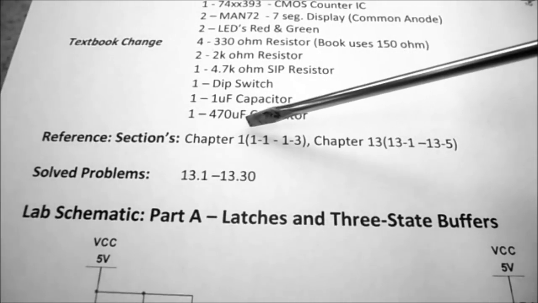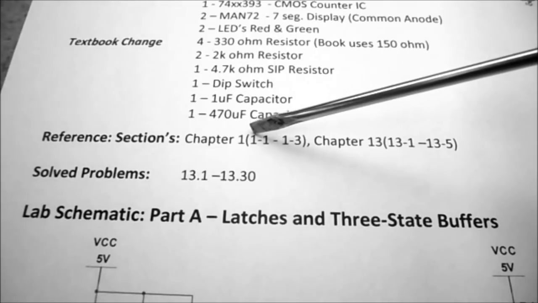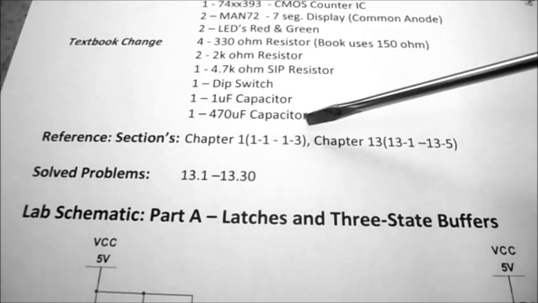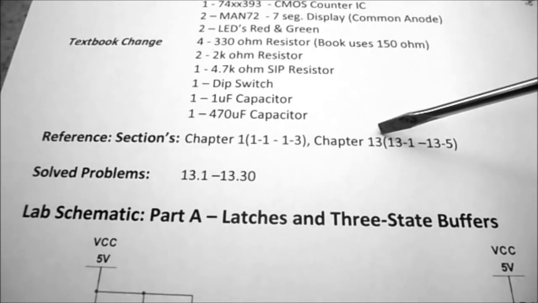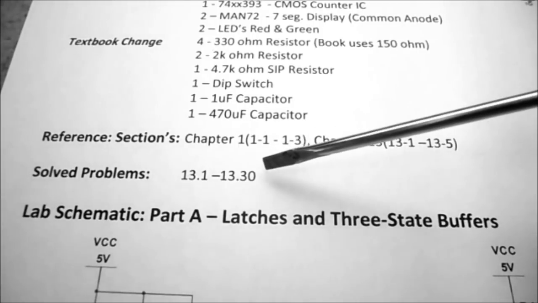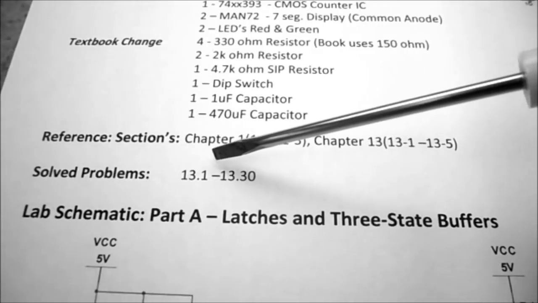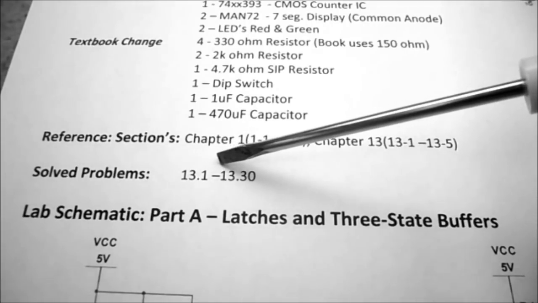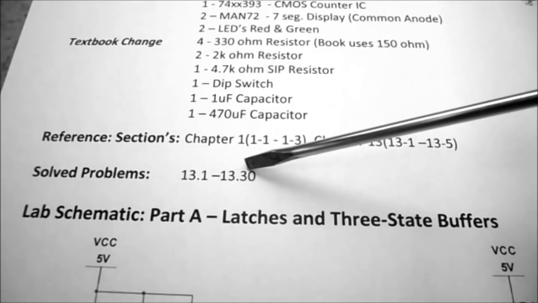Now I've given you some reference sections. Chapter 1, we know that's all about numbers, so that's the binary, decimal, and hexadecimal numbering systems. And we'll have to take a look at Chapter 13, 13.1 to 13.5. Once you've completed this lab, you should be able to solve problems 13.1 all the way up to 13.30.